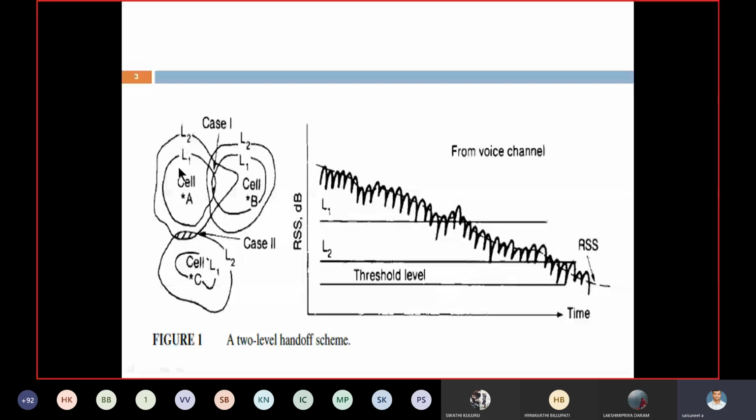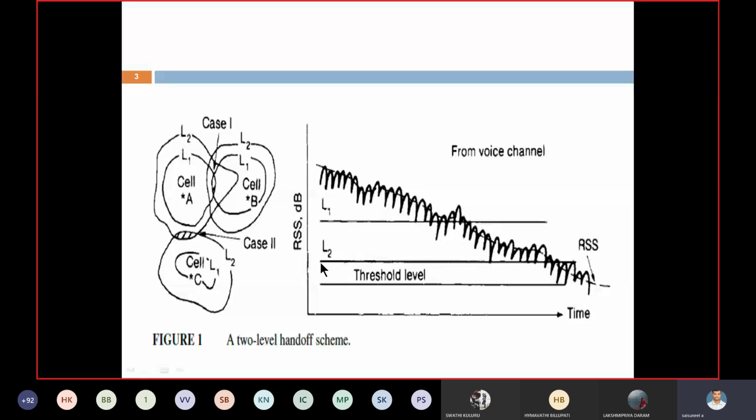Next, after L2 we get the final threshold level, and the signal strength decreases again. Whenever the mobile unit crosses the threshold level, the handoff is automatically initialized. That is, instead of initiating the handoff earlier, we initiate it after L2. That's why it is called delay handoff, and since we take two levels, it is called two-level handoff. This is the first type of handoff technique, the two-level handoff.